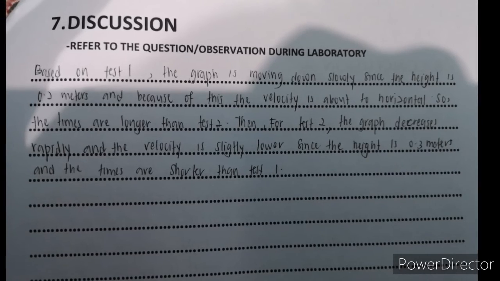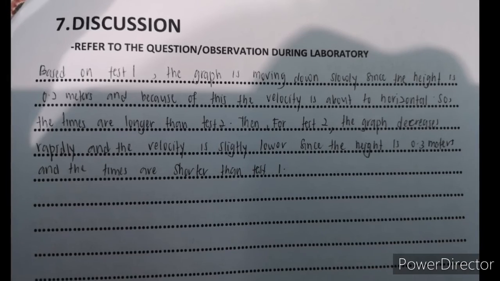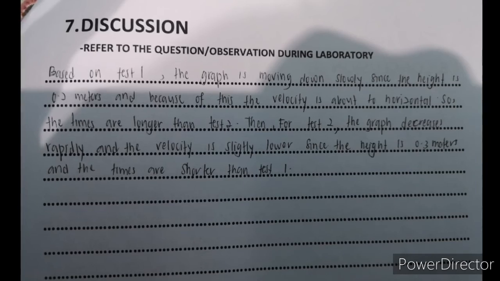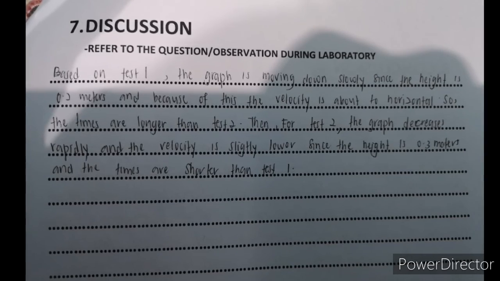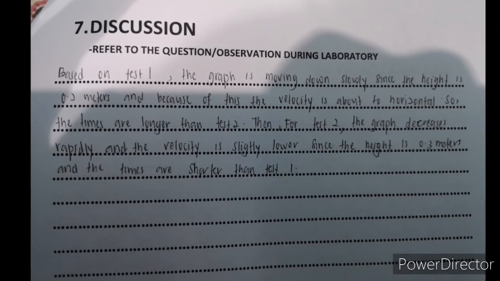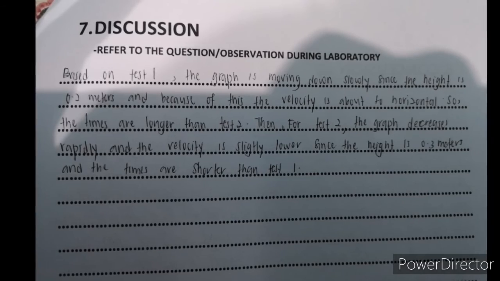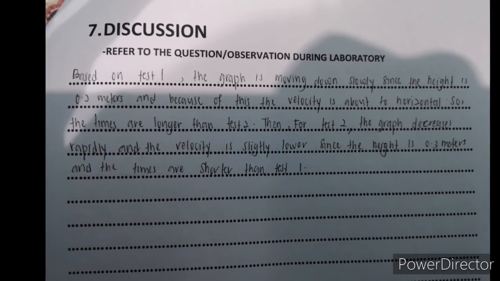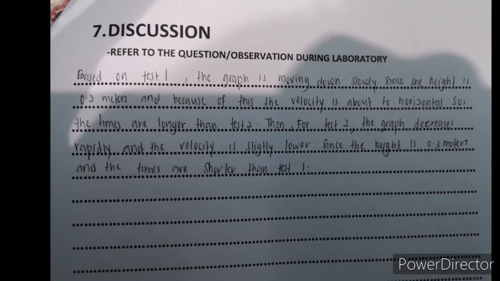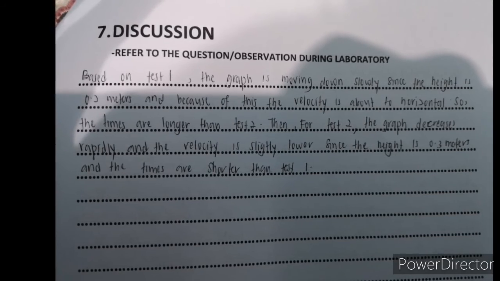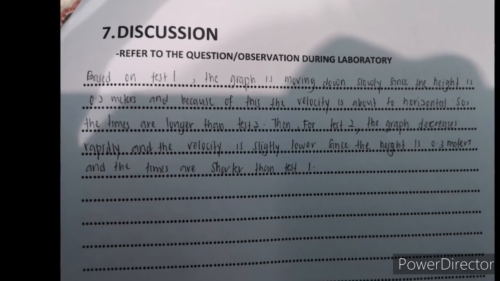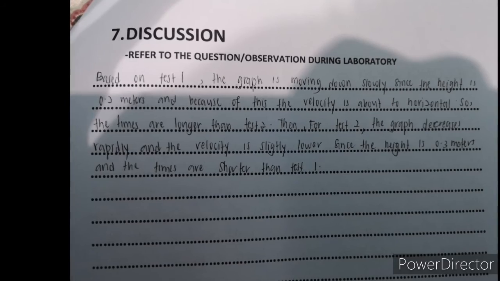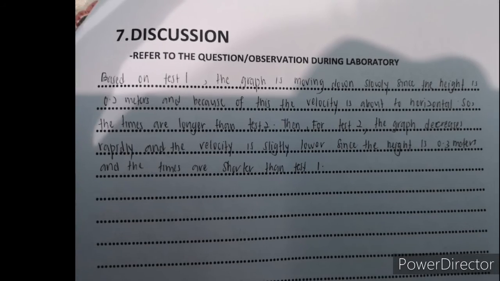Okay, 7 is discussion. Based on the test 1, the graph is moving down slowly since the height is 0.2 meter, and because of this, the velocity is about horizontal. So the time is longer than test 2. Then for the test 2, the graph decreases rapidly and the velocity is slightly lower since the height is 0.3 meters and the time is shorter than test 1.